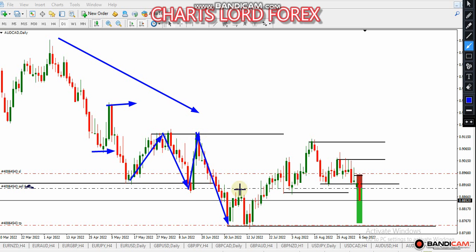Then what you see, push back, the same support becomes a resistance. Now market push down again, but now what do you see? Again, no low. You couldn't break this previous support right here, hence market turn around. But when this market turn around, what do you see?